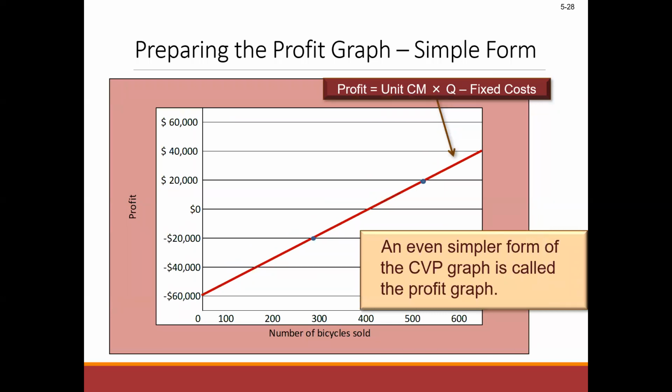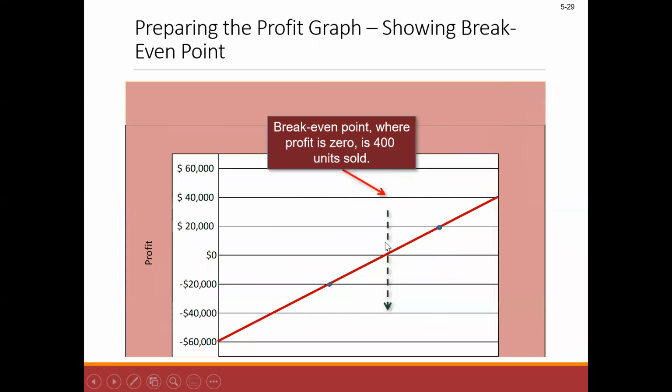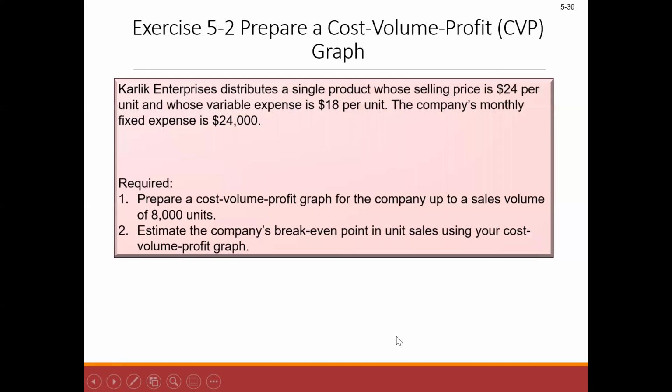You can do it even easier here. Just the profit graph shows the number of bicycles sold and your profit. So at 500 bicycles, there's a $20,000 profit. Where the profit is 0 is where you're only going to sell 400 bicycles. So here we go.